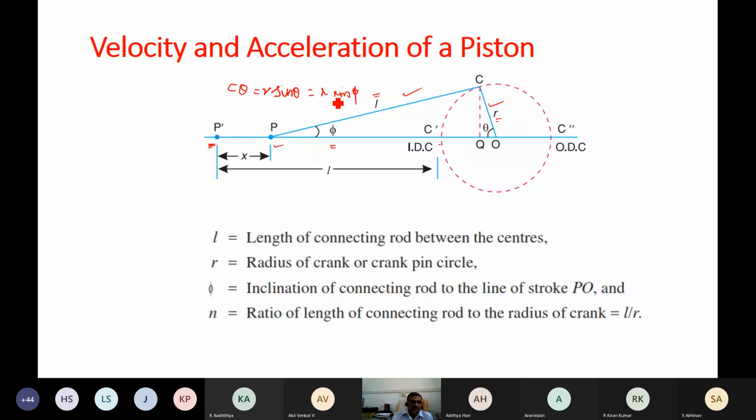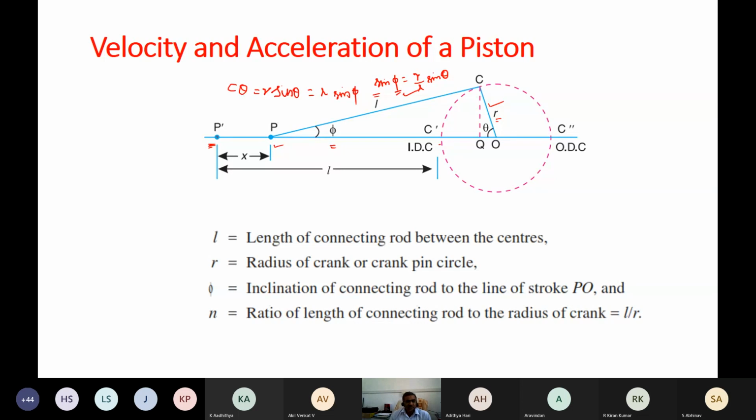So from here, sine phi is equal to R by L into sine theta. If you want to replace phi, you can replace it with theta. It is possible.